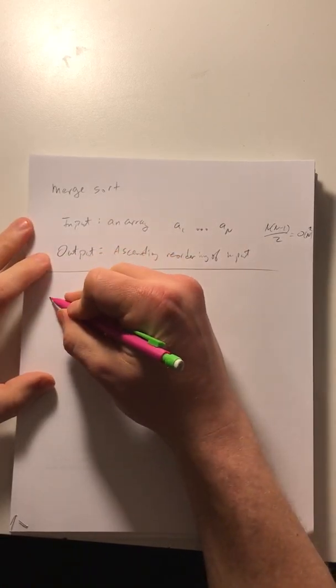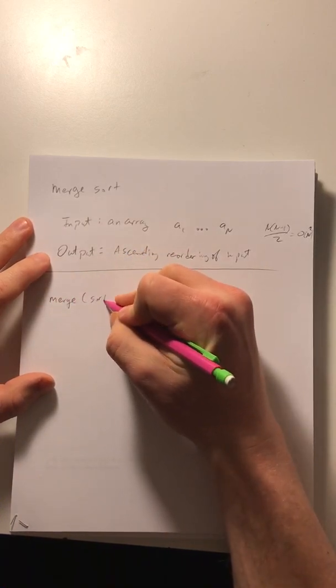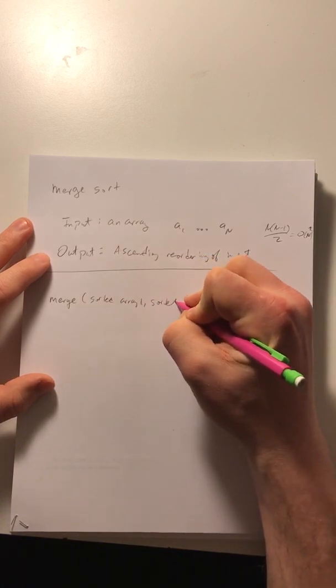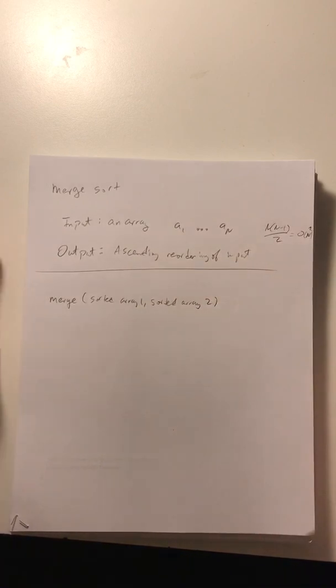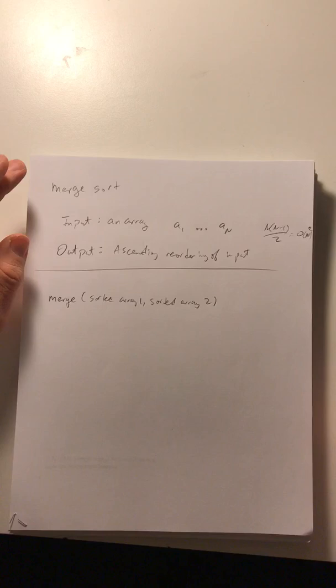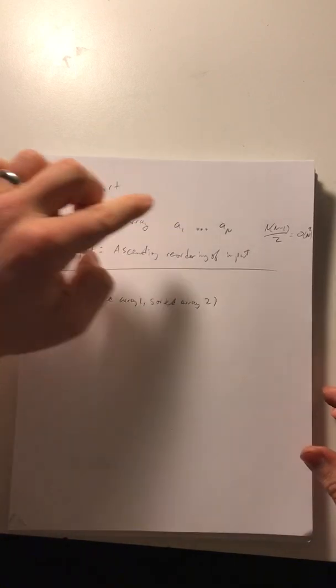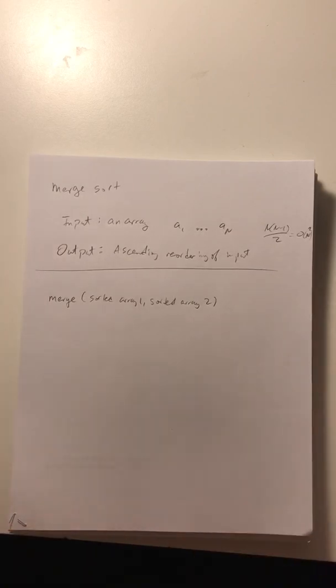What I'm going to do is first say, assume that we already have defined this merge function. So I'm going to have a merge sort function, which sorts the array. And I'm going to have a merge function, which merges two already sorted arrays.